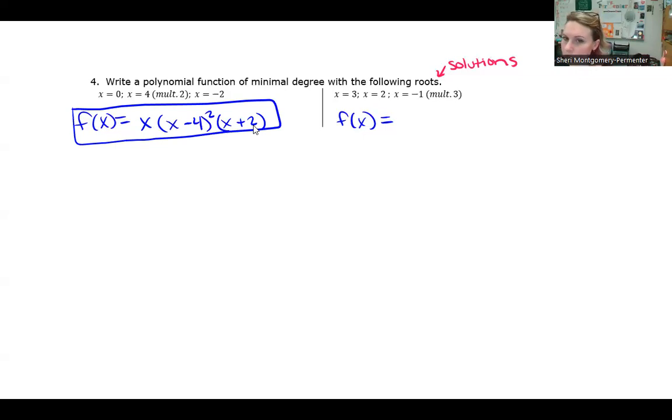I want you to see if you can write the second one. See if you can write it with the given solutions. So it looks like I'm going to have 3 factors. None of them are 0. So there's going to be no x out front. So I can even start with, I've got 3 factors. They all have an x. And I just plug in what I get. Did y'all get the same thing?